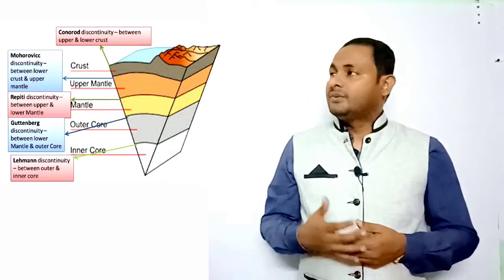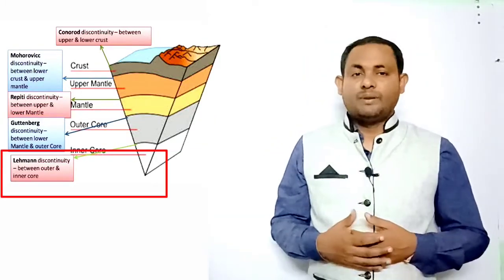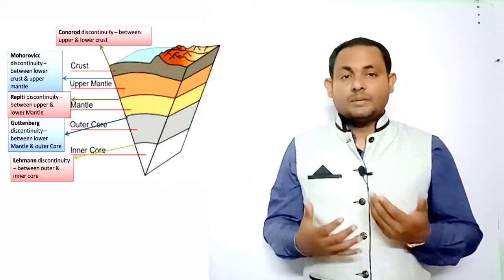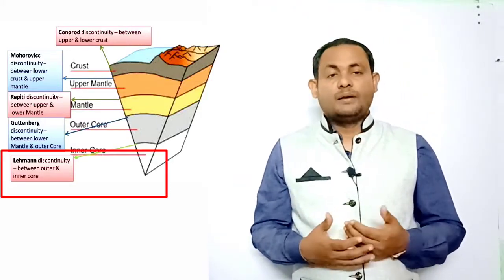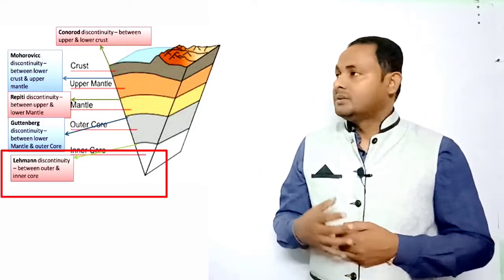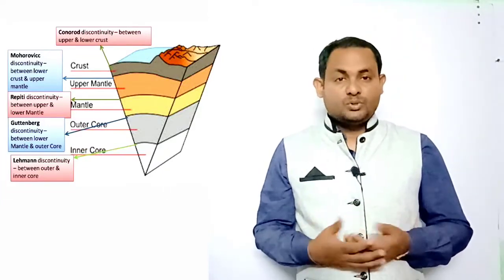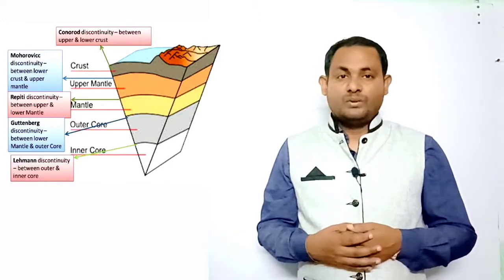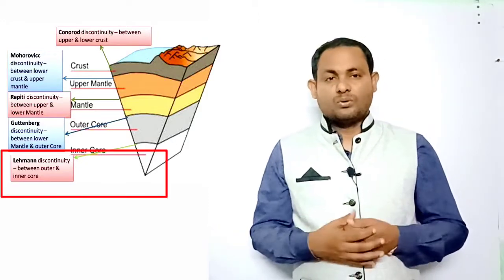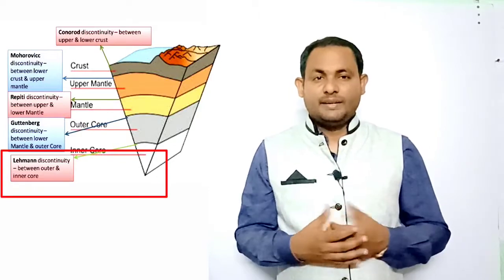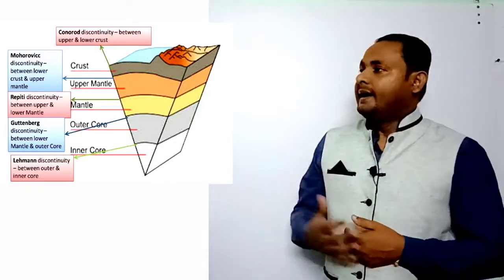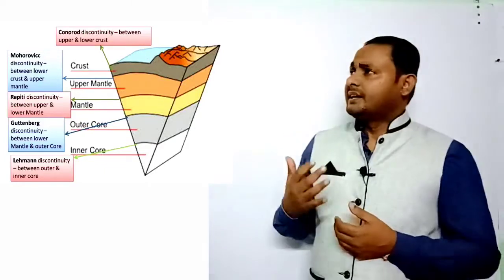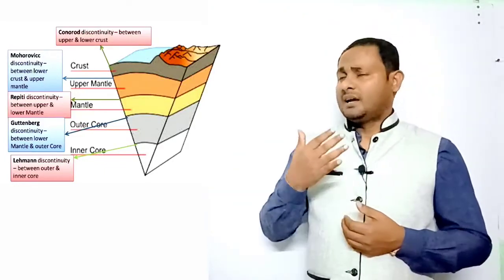Next there is the very important Lehmann discontinuity. The Lehmann discontinuity refers to the zone separating the solid inner core from the liquid outer core. This is very important: the zone separating the solid inner core from the liquid outer core is called the Lehmann discontinuity. And this is the picture of the different discontinuities in my lecture.